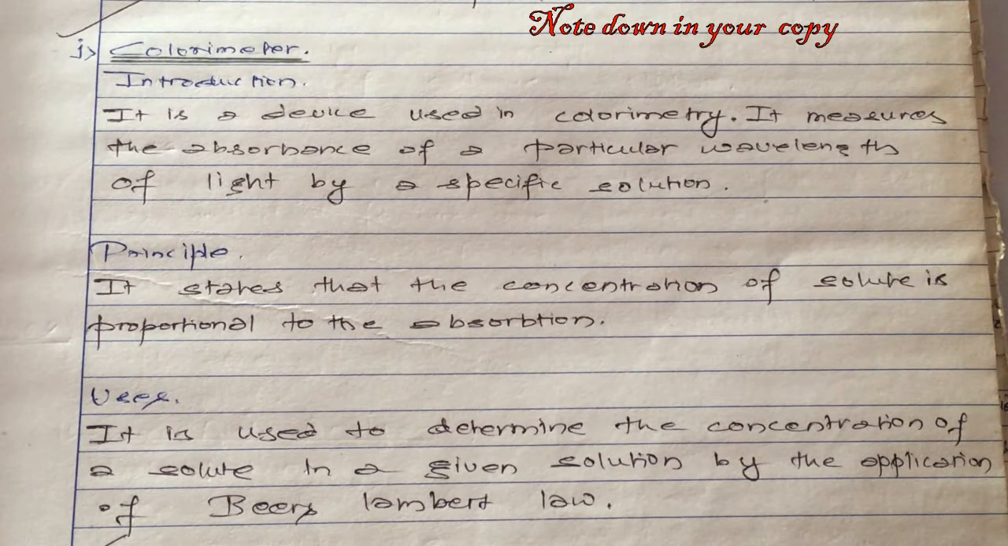One of the most important instruments used in the biochemistry lab is the colorimeter. It's a device used in colorimetry. It measures the absorbance of a particular wavelength of light by a specific solution. The principle of the colorimeter suggests that the concentration of the solute is proportional to the absorption. Talking about the use of the colorimeter, it is used to determine the concentration of solute in a given solution by the application of the Beer-Lambert law.